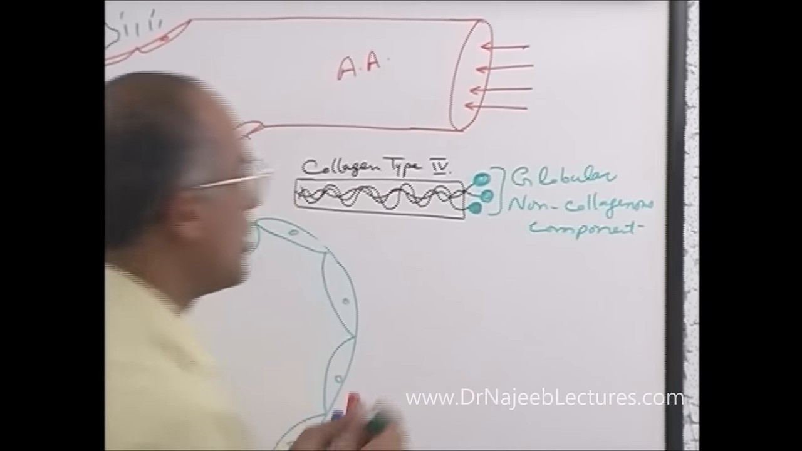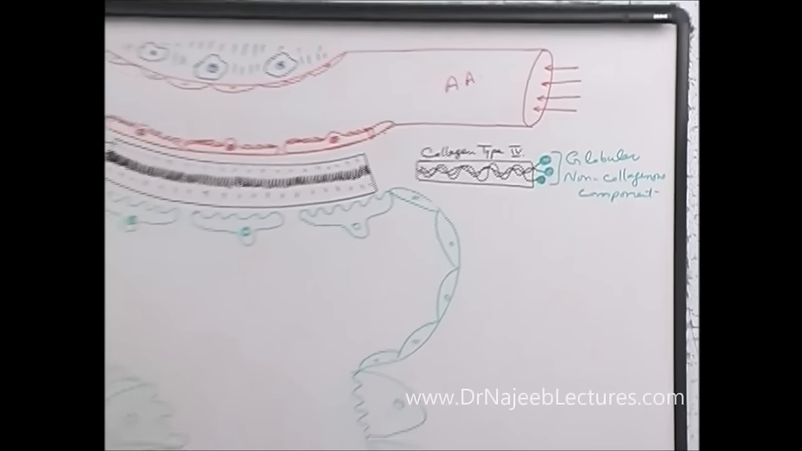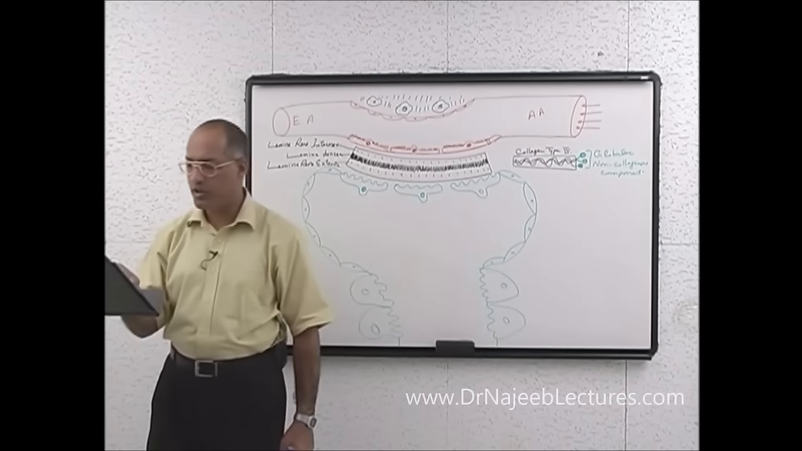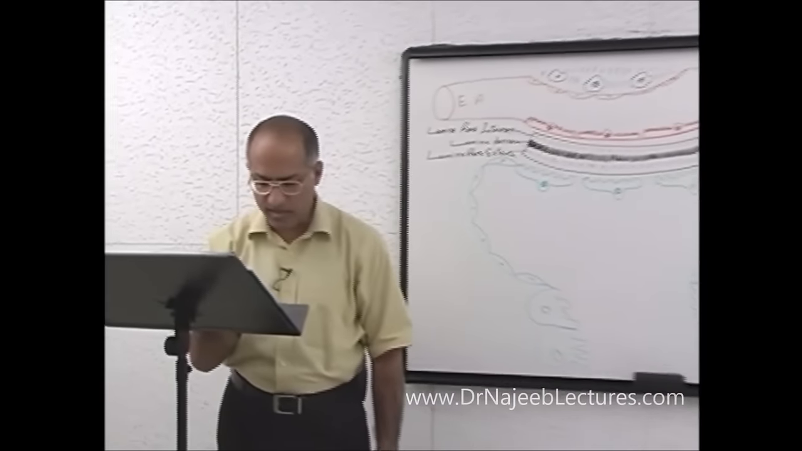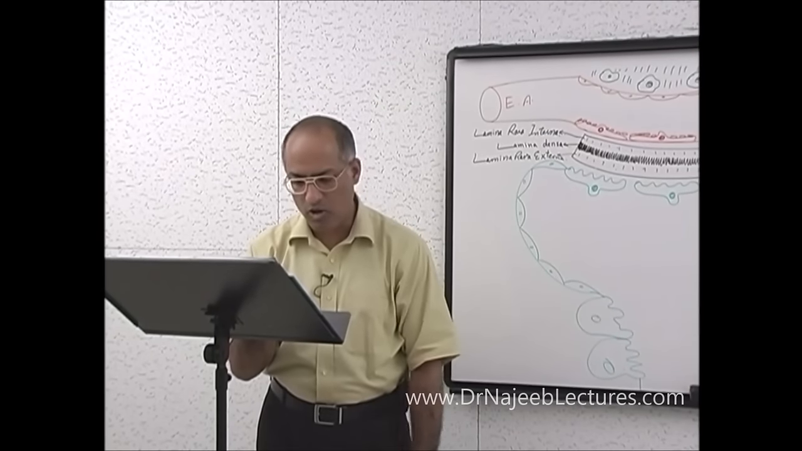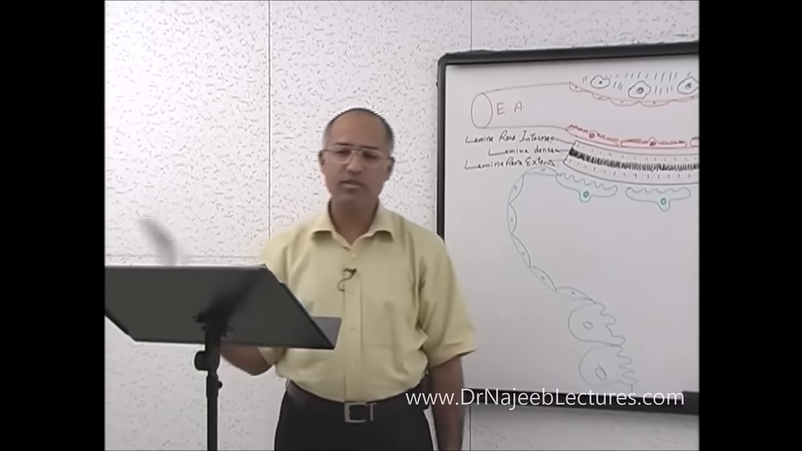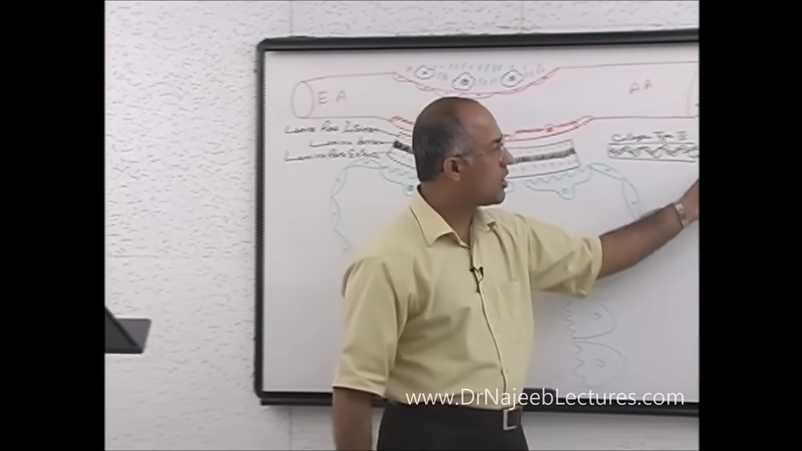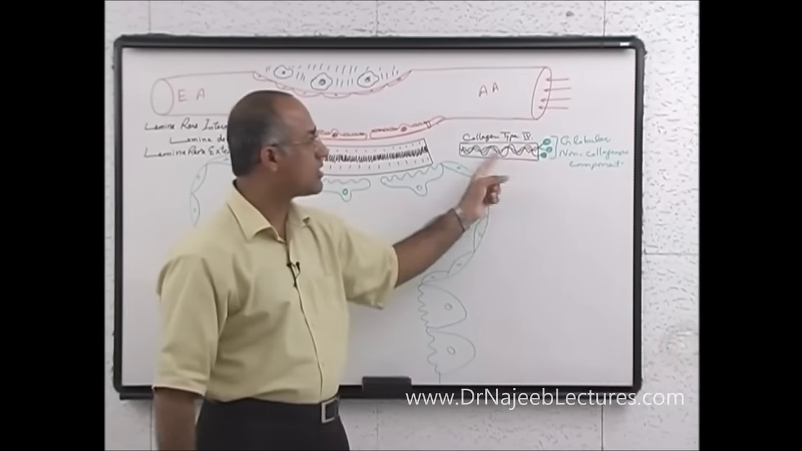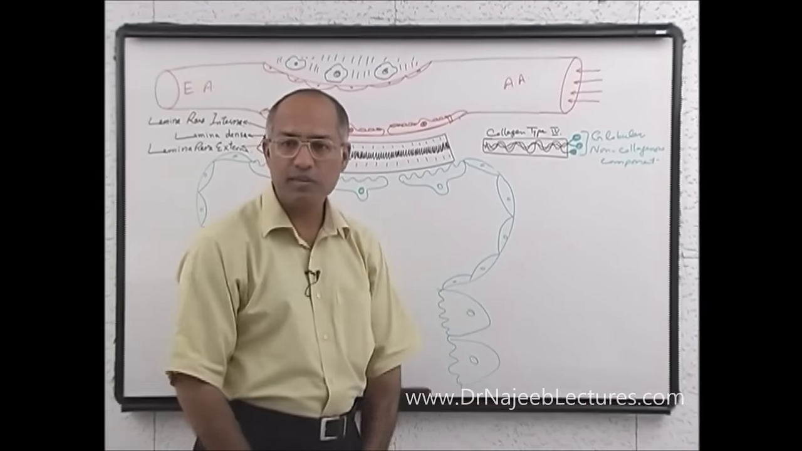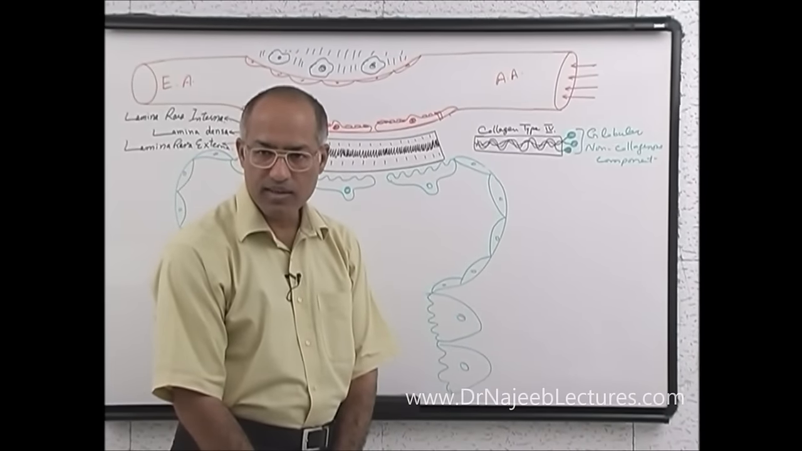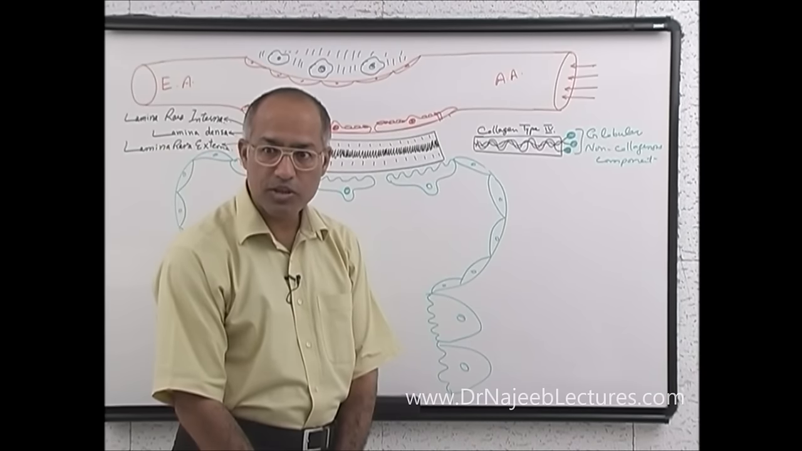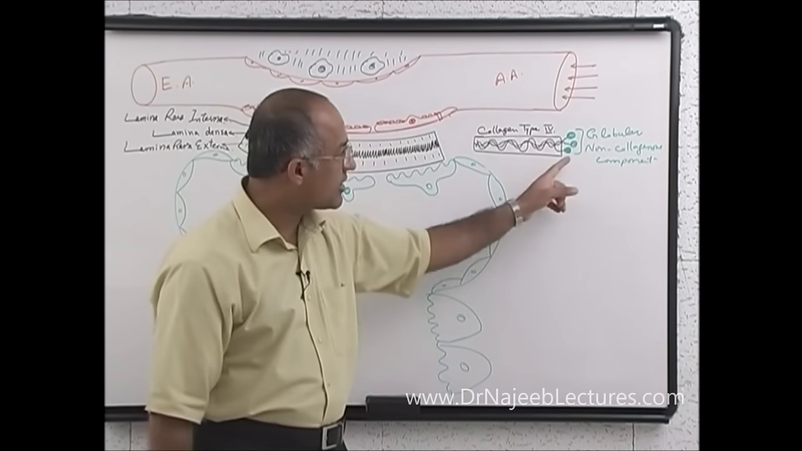This is called the globular non-collagenous component of the peptide, or we call it the globular non-collagenous domain. This globular non-collagenous domain of collagen type 4, this green part: in some patients, there is formation of antibodies against this structure.